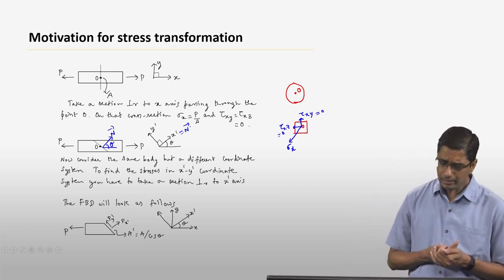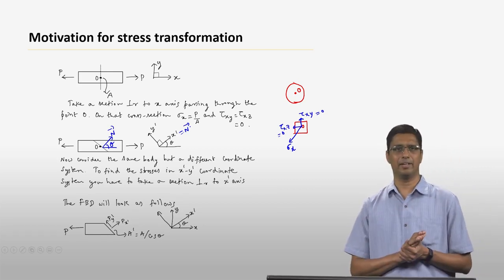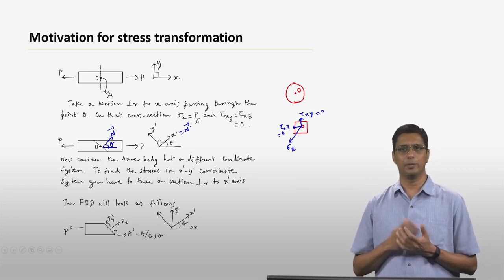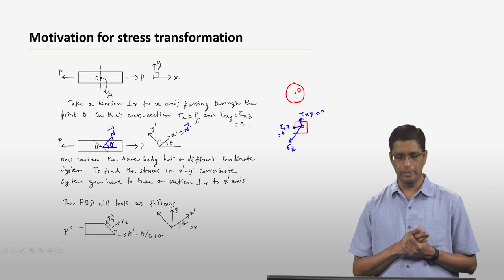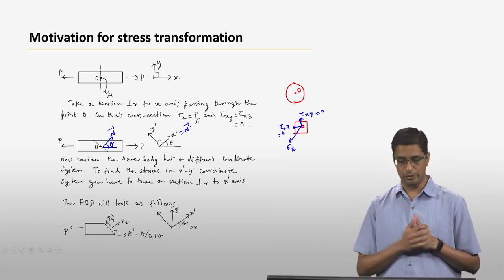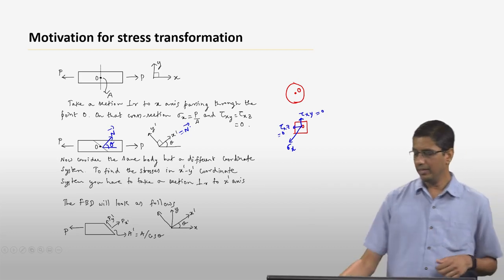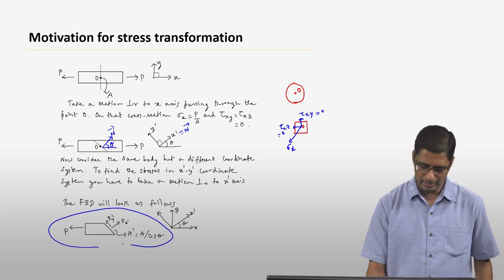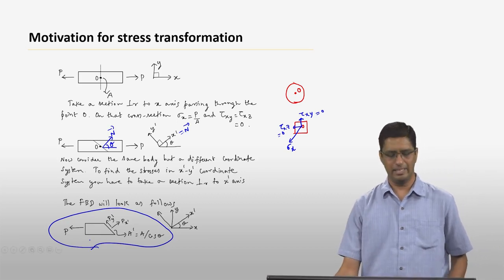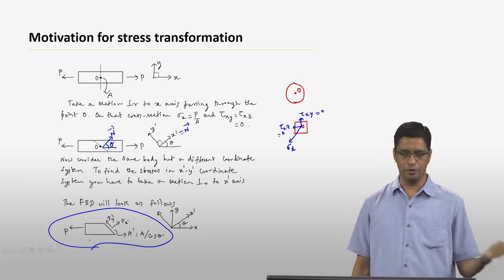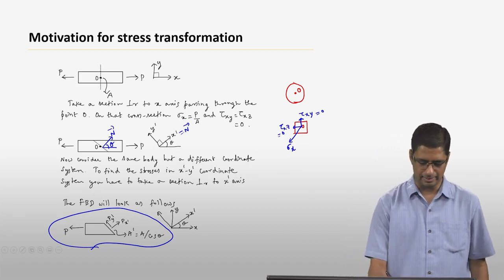Now it's the exact same body, the exact same point. Now let's try to figure out what is the stress at that point O in this x prime y prime coordinate system, not the xy coordinate system. If you take a section like that and then draw the free body, it's going to look like that. I'm just looking at the left segment of the free body. You're going to have the force P that is still acting, that's the external force.